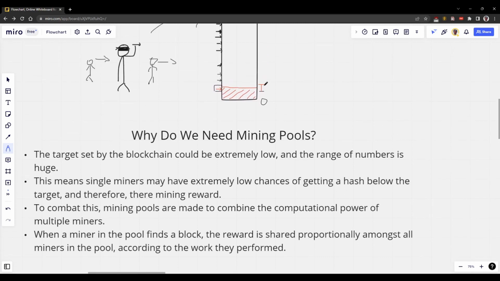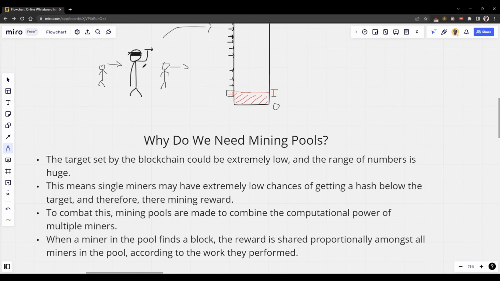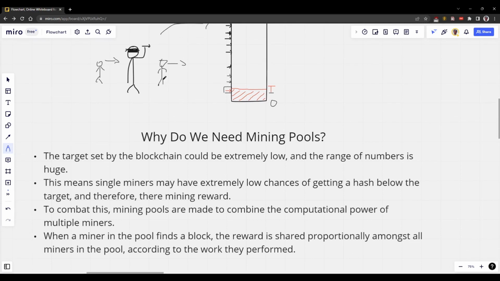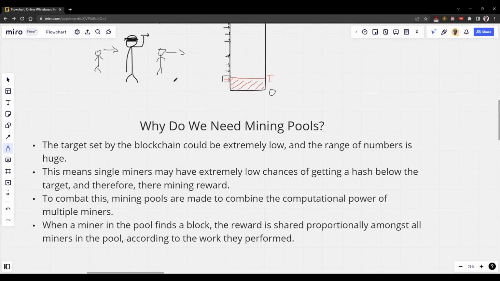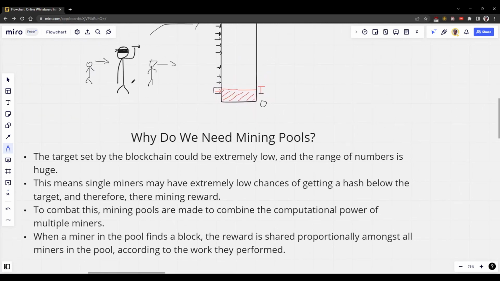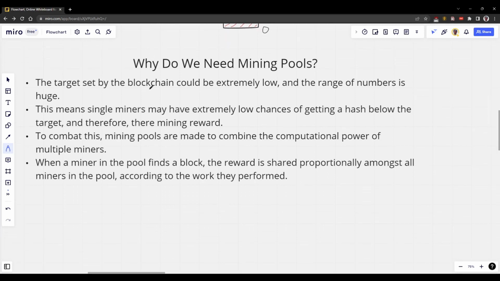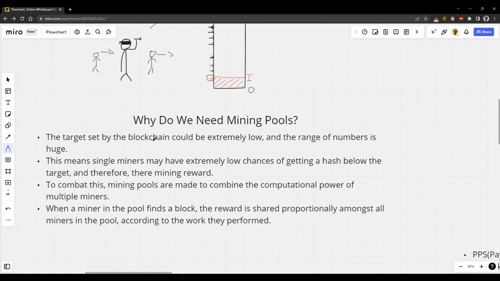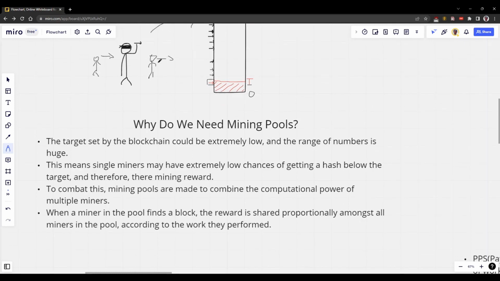Because of how low the target is, it makes sense to combine the computational power of multiple miners together in order to eventually find a block, and then split the block reward between all the miners according to the amount of work that each miner performed. And that's really what a mining pool is. You're combining the computational power in order to find blocks quicker and more consistently.